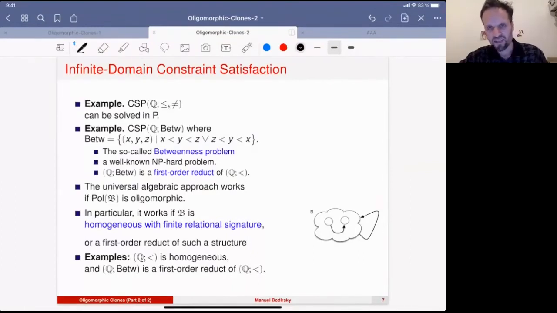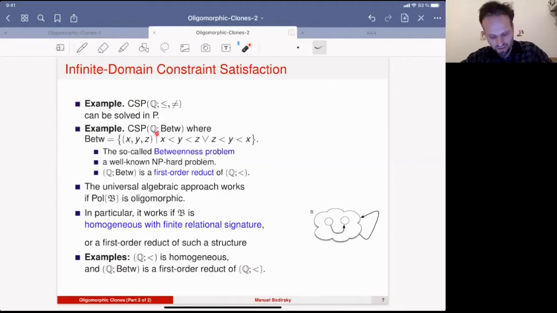A very good running example here is maybe the CSP, we'll see it later again, for the rational numbers with the weak linear order and the disequality constraint. This can be solved in polynomial time. Another example of a CSP, which is NP-hard, is the CSP for the betweenness relation.